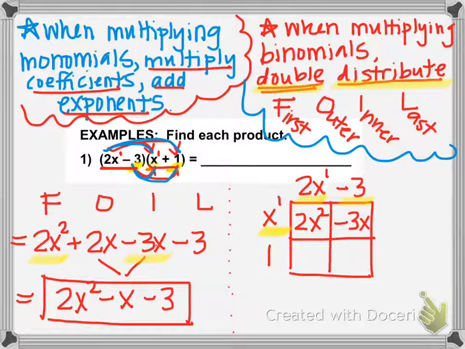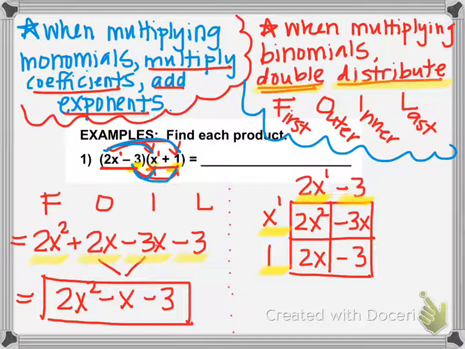All right, now we're to the bottom row. The bottom row, we're going to multiply 2x times the 1. Well, anything times 1 is itself, so 2x times 1 is 2x. That's this term over here. And then in the last square, we'll multiply negative 3 times 1. Negative 3 times 1 is just negative 3, which shows up over here on the left.